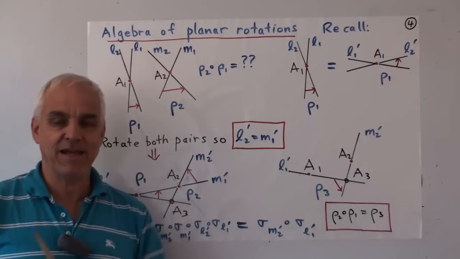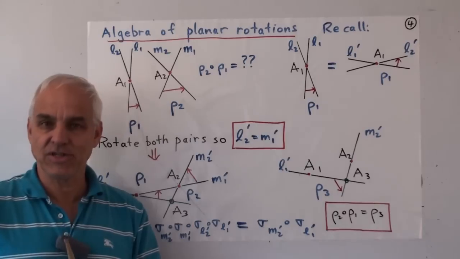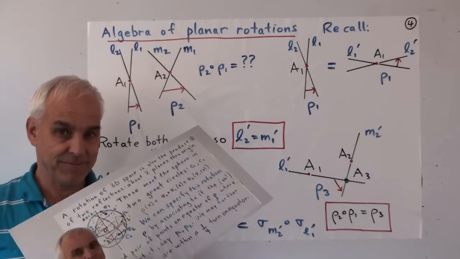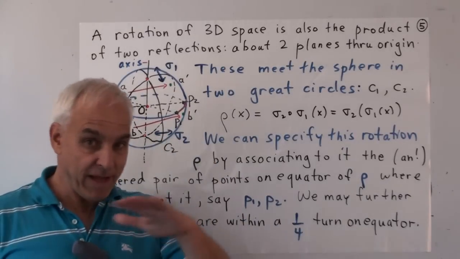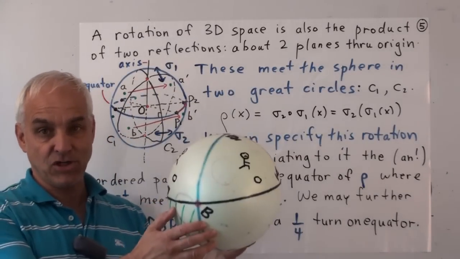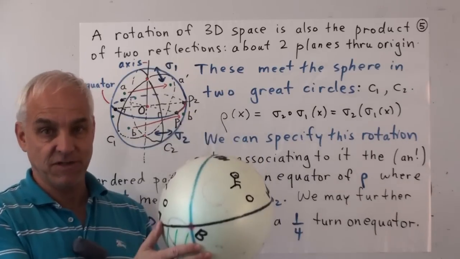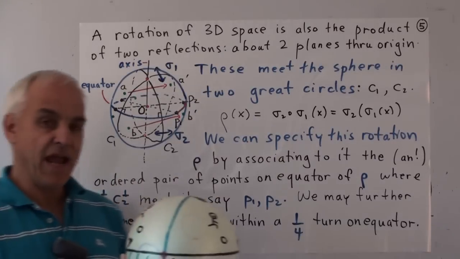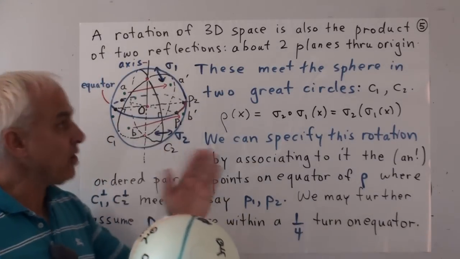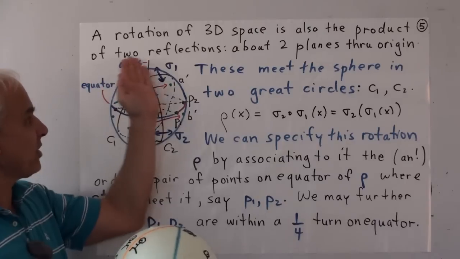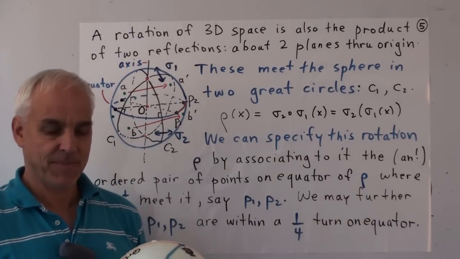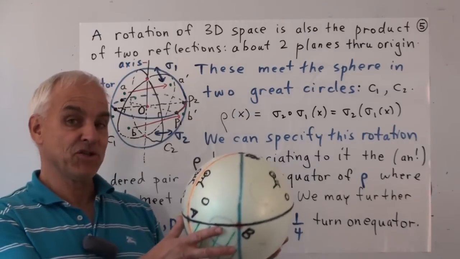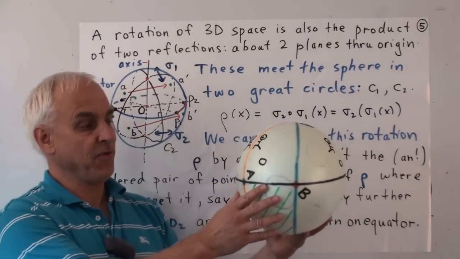This is going to motivate and give us some direction for understanding the more complicated problem of how to deal with three-dimensional rotations. So let's apply what we've learned in the planar case to try to understand rotations of three-dimensional space, rotations of the sphere. So the key point is that a rotation of three-dimensional space can also be described as a product of two reflections about two planes through the origin. So let me illustrate that here with this example sphere.